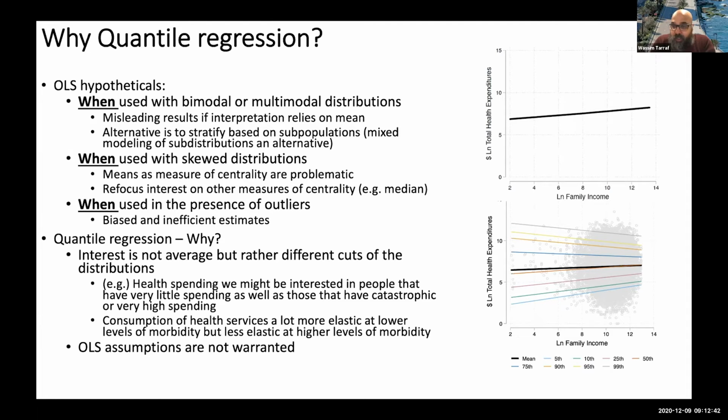Health spending is particularly interesting to study for people who are healthy and also for people that have catastrophic or very high spending. Those are the individuals that from a policy perspective you probably want to focus on. Also, this relates to a lot of theoretical work about elasticity of spending in terms of healthcare use. And I know for a fact, based on years of modeling these outcomes, that the OLS assumptions are not really warranted, and in fact can lead to biased and inefficient estimates.